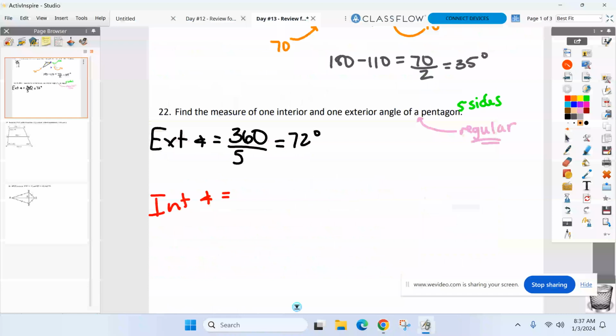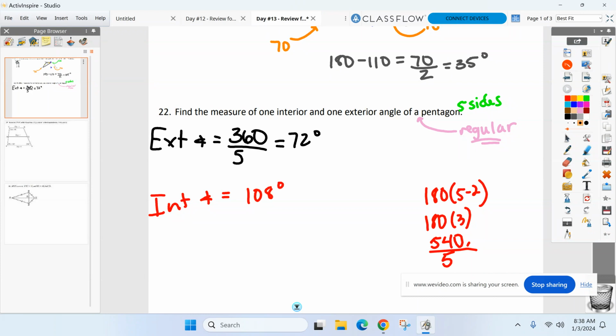180 times 5 minus 2. Okay, so if I do 180 times 5 minus 2, what's that going to give me? 180 times 3. Okay, you got me there. So that's going to be 540, I believe. Is that one angle, though? What did you just find me? All of them. So what do I want to do with your 540? Divide them by 5. Yeah, that's fine. So you should end up with 108 degrees. So there's one.